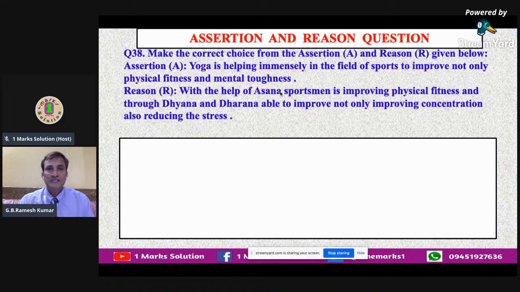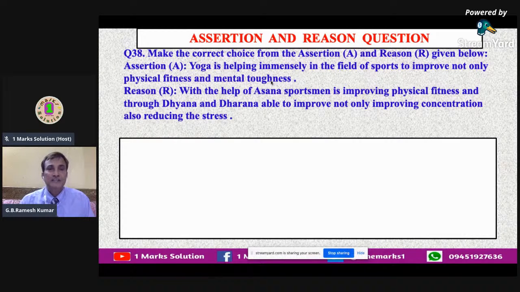Now the first statement says yoga helps immensely in the field of sports to improve not only physical fitness but also mental toughness. We can understand that it will help with physical fitness as well as mental toughness, meaning the challenges the sportsman is facing. It will help to face the challenges, the stress, and the competition fear, all of which you need to balance.